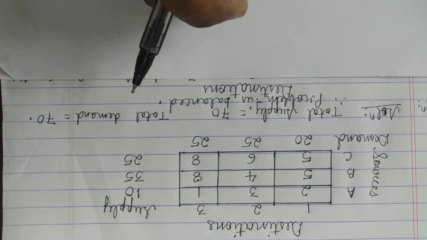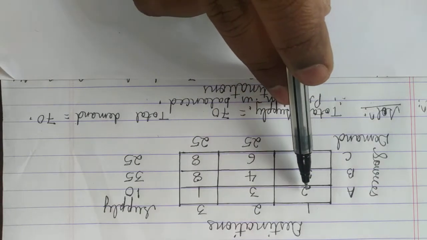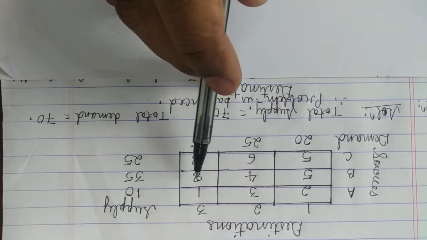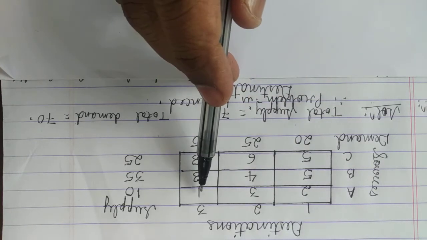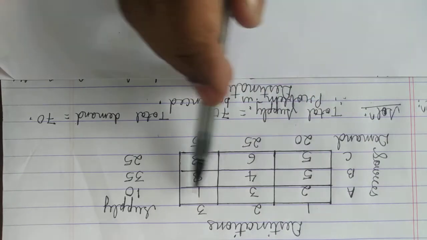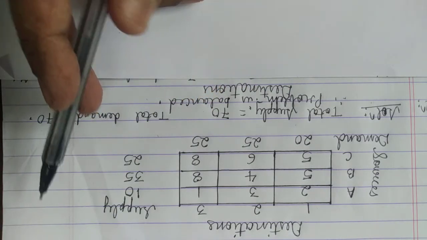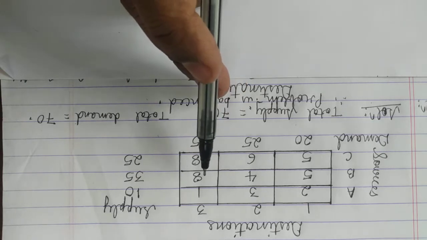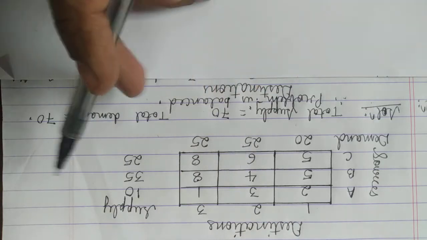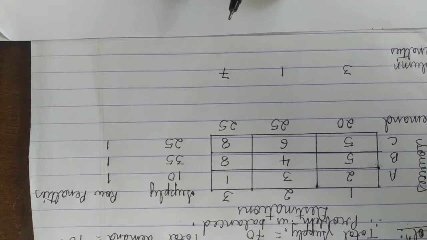Now what are these row penalties and column penalties? First, in the first row, what is the least element? The least element is 1. What is the second least element? 2. What is the difference between the least and the second least element? It is 1. So your row penalty is 1. You should write 1 here. Similarly, in the next row, 4 and 5. What is the difference? Again 1. I have written it down.